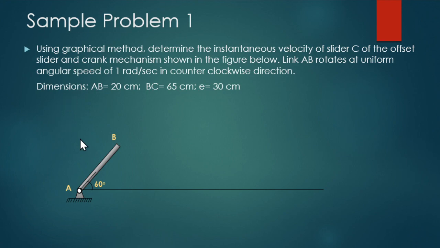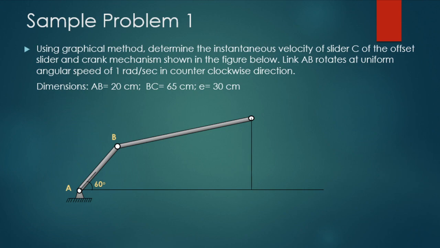So in your graphing paper, you measure by using your ruler. By using your ruler, you measure that this 20 centimeter is equivalent to 20 millimeter. So the length AB is equivalent to 20 millimeter at an angle of 60 degrees along with the positive x axis.